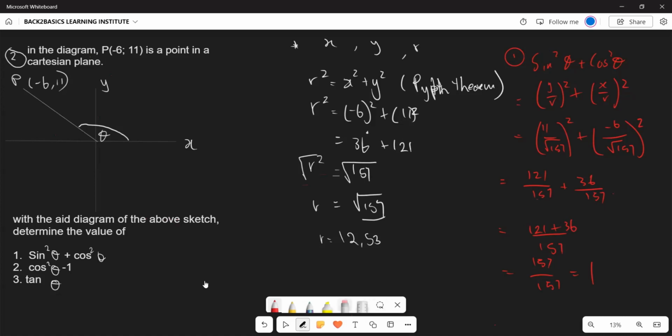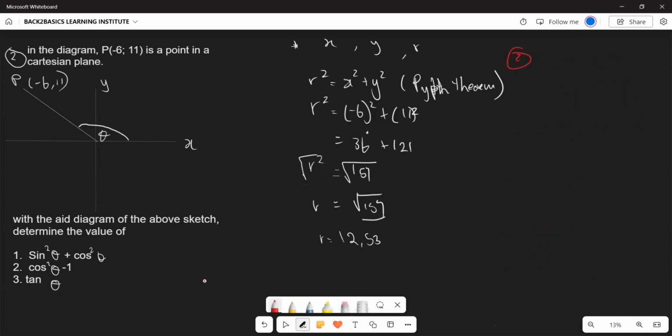Now let's look at number 2. For number 2, they want you to find cos squared theta subtract 1. What is your cos? Cos is given by x over r, squared, subtract 1. So this is going to be the same as negative 6 over r, where your r is root 157, squared, subtract 1.